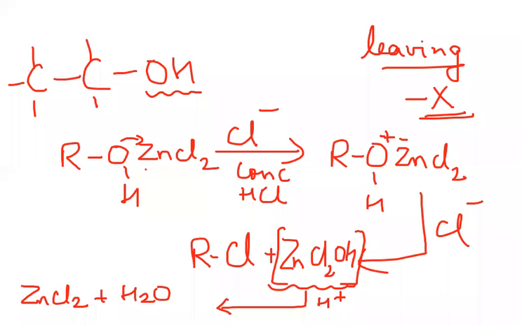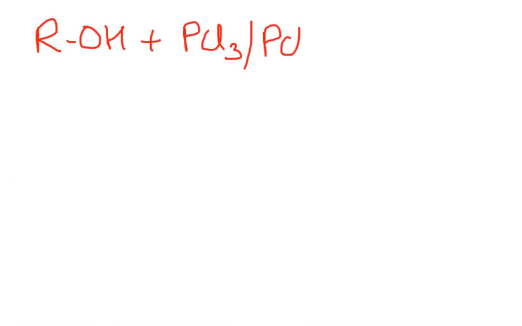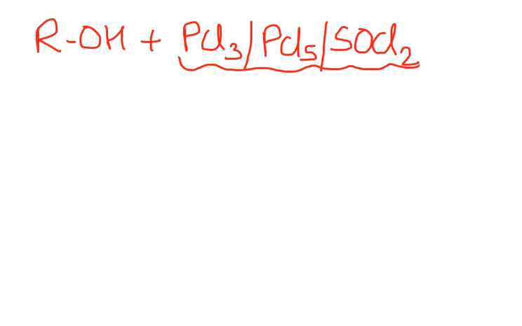So this is what is there about the Lucas test under the heading of the carbon oxygen cleavage. Okay. Now, the next important reaction that you have to study is the reaction of the ROH with, I will put a slash and write PCl3, PCl5, and SOCl2. Now, please, you all have to remember these chlorides of phosphorus: phosphorus trichloride, phosphorus pentachloride, and thionyl chloride, that is SOCl2.